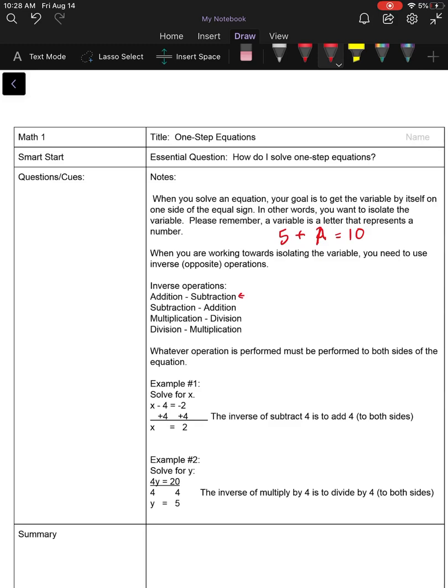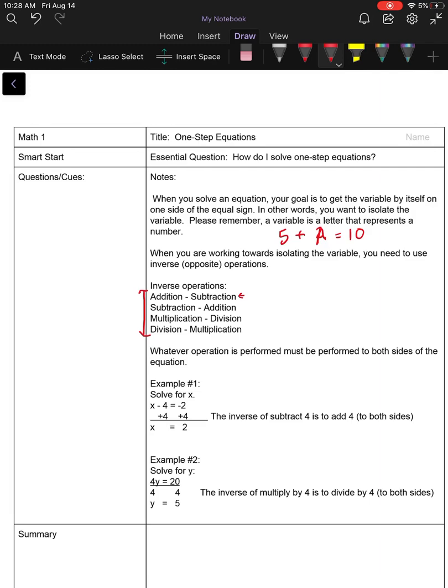So when you're working toward isolating variables, you need to use inverse operations, which means inverse is just a fancy way of saying opposite. Okay, so our inverse operations are listed right here. So whenever you see a problem and you need to isolate a variable, you're going to be using inverse operations. So the opposite or inverse operation of addition is subtraction. The inverse operation of subtraction is addition. And the same for multiplication and division. Those guys are inverses of one another.